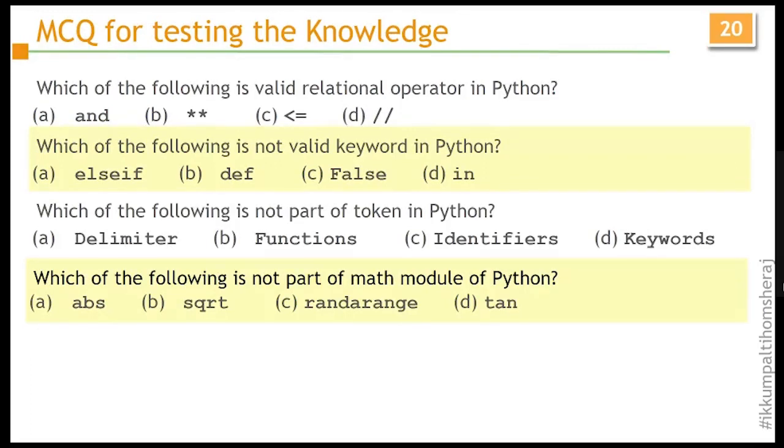Sorry, so one of them will be a relational operator. And is a logical operator, star star is an arithmetic operator, less than equal to is a relational operator, and slash slash is once again an arithmetic operator. So all of them are operators at least, and out of them we are asking for the one which is a valid relational operator.